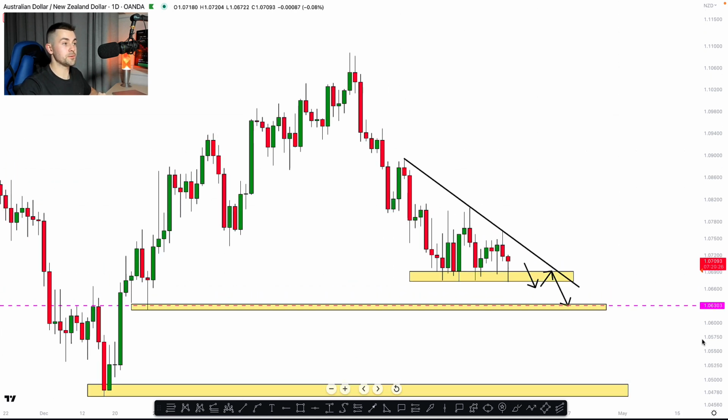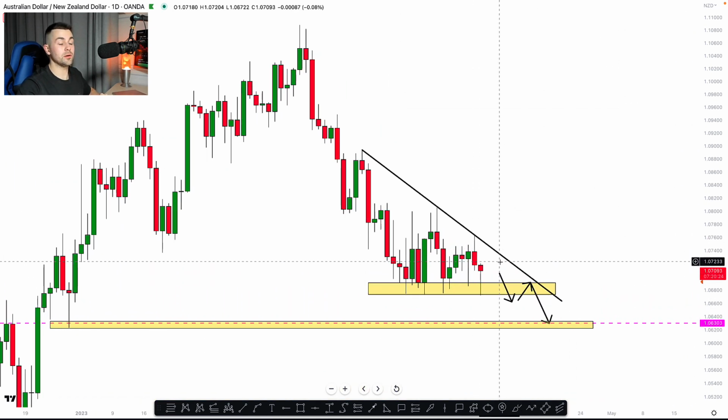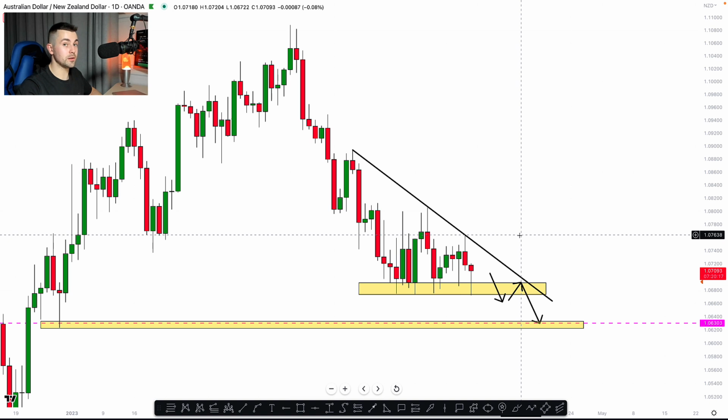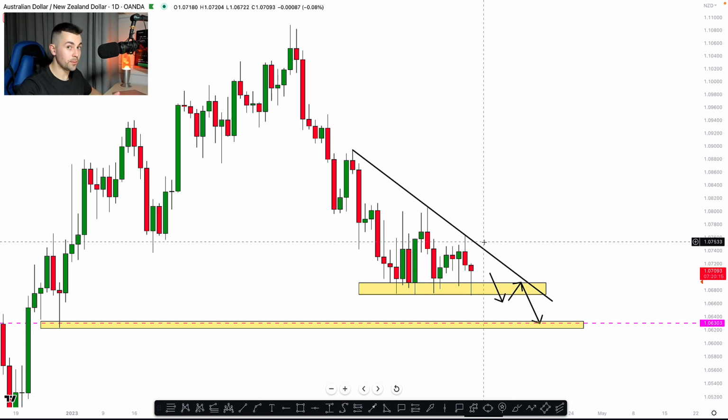Also, for scalpers, remember that for now the trend line of the triangle and its neckline give you nice points for buying and selling the market, yeah, for catching the pullbacks.